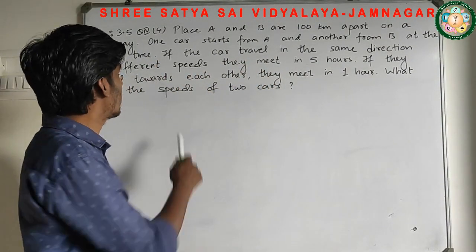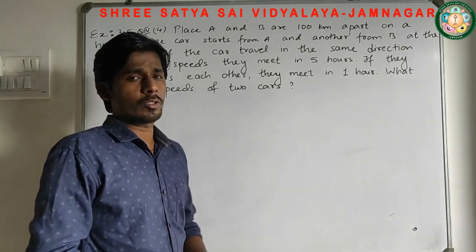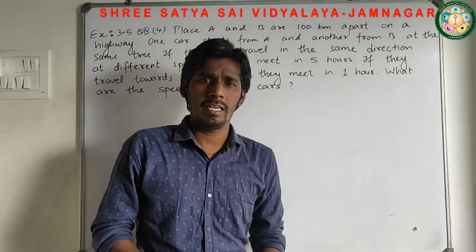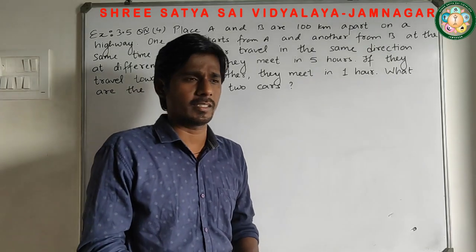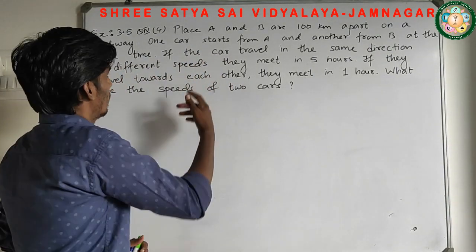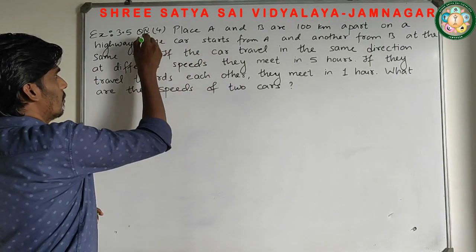Today we are going to start exercise 3.5 problem sums. We are going to solve these problem sums by any method, elimination method or cross multiplication method, anything. So we are going to start with question number 4.